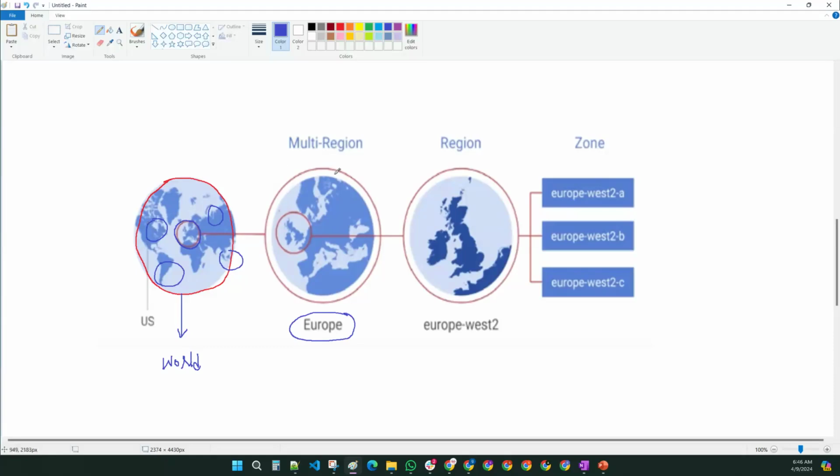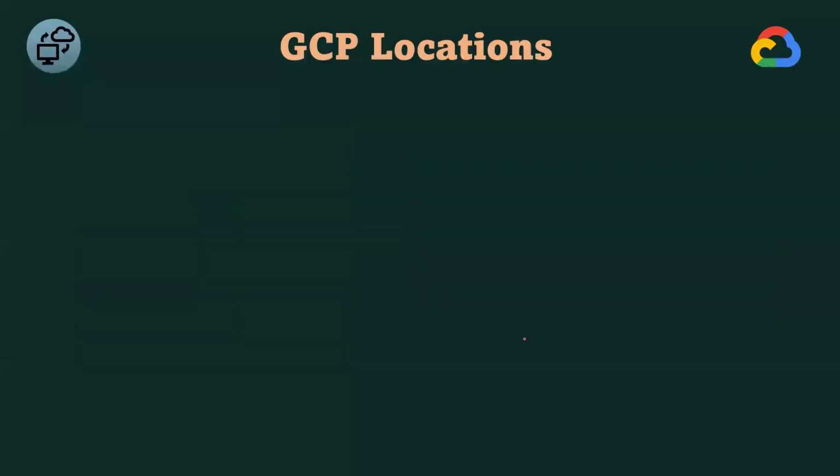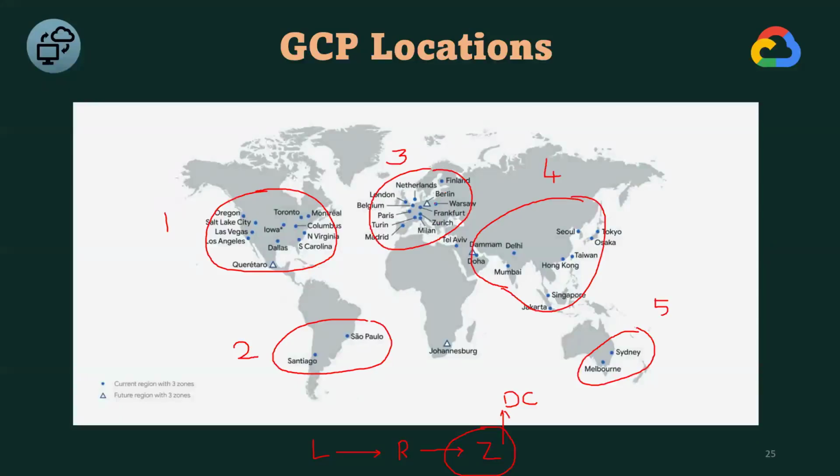This small circle is this one. Europe will have multiple regions. Here, region 1, region 2, region 3, region 4, something like that. It will have plenty of regions. You can also see here in the picture that Europe has multiple regions. All the blue dots are nothing but the regions.